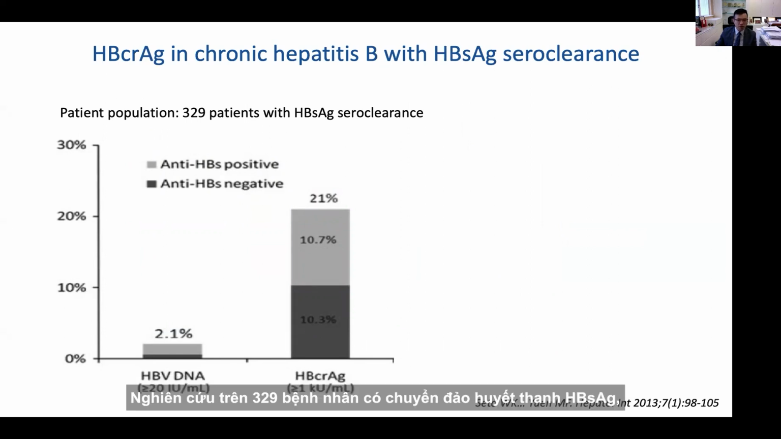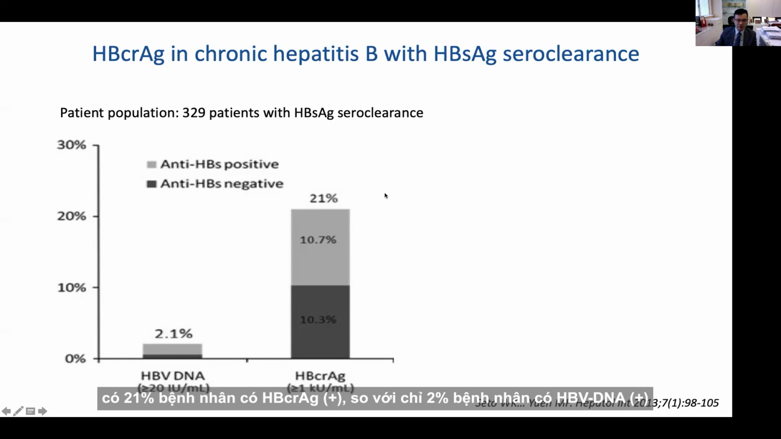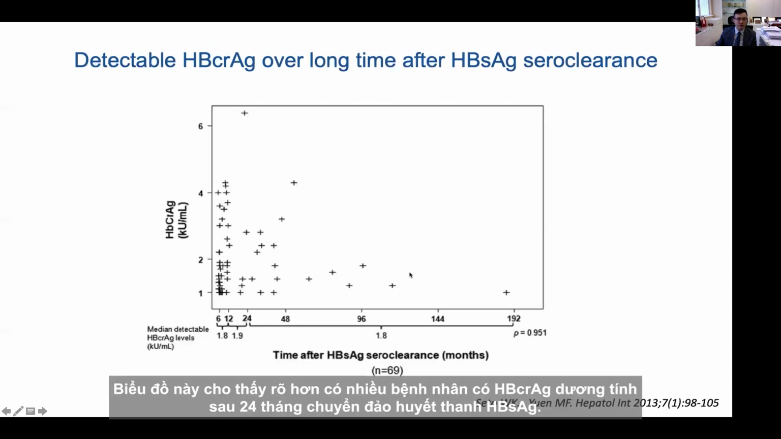It is because when we studied 329 patients with surface antigen seroclearance, we found that 21% had detectable core-related antigen, compared to only 2% who had detectable HBV DNA. The diagram further shows that quite a number of patients had measurable core-related antigen in the serum, even after 24 months of surface antigen seroclearance.